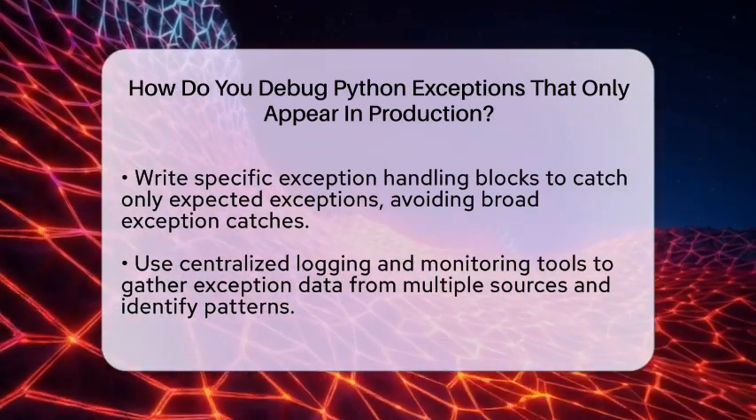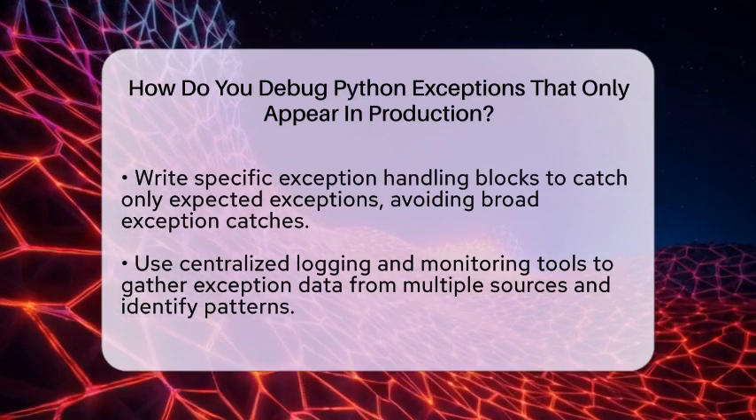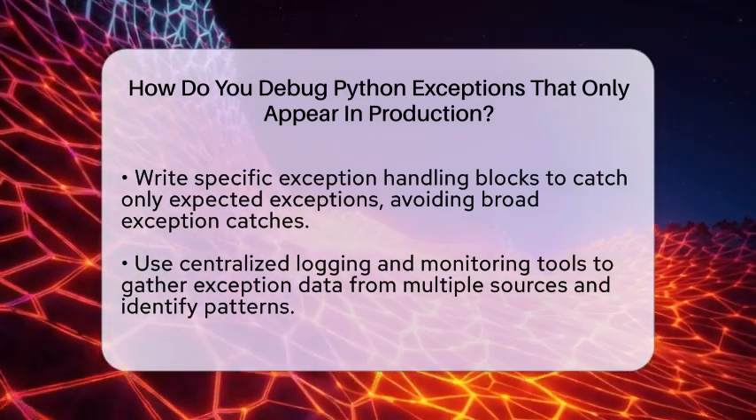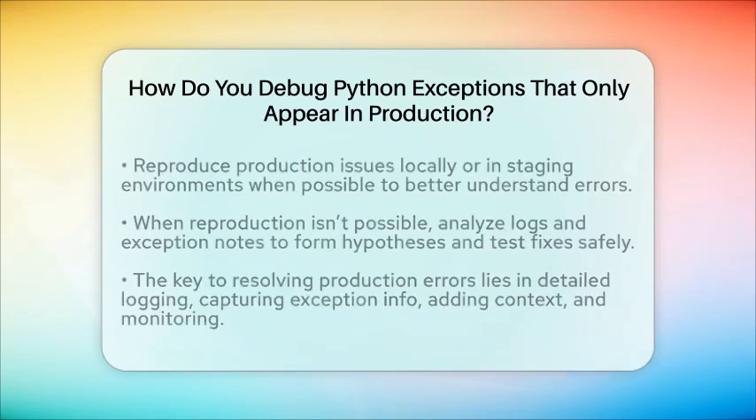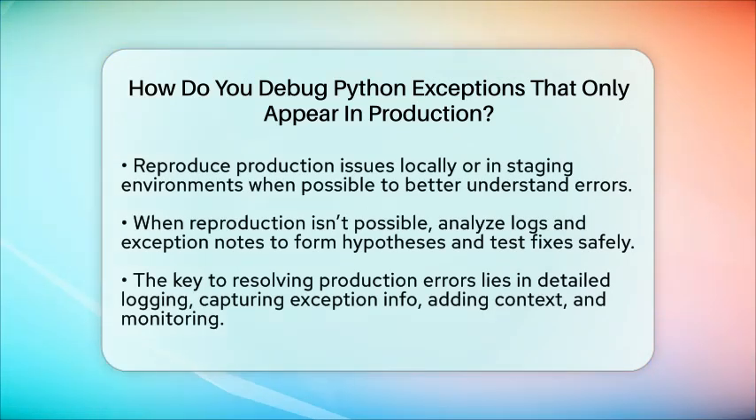If possible, try to reproduce the production issue locally or in a staging environment. This can be tricky but is often the best way to understand what's happening. If reproduction isn't feasible, rely on the logs and notes you collected to form hypotheses. Then, test potential fixes in a controlled environment before deploying them back to production.